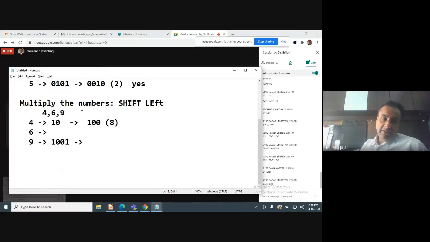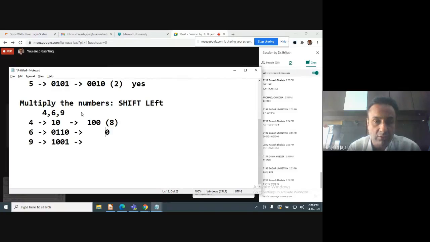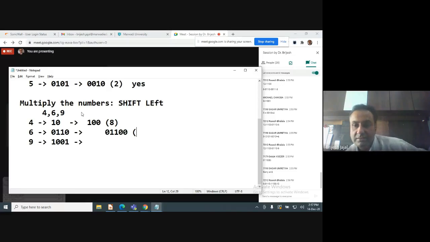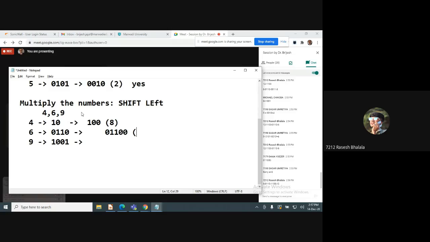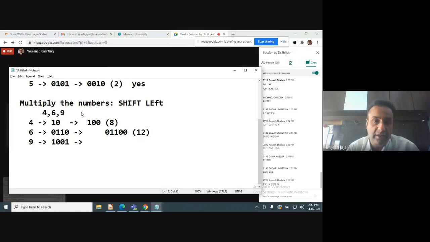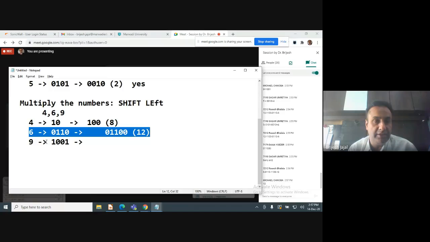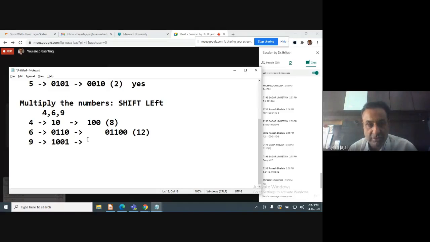Let's move to the last two values. What about 6? When you double 6, you have tried this. The value of 6 is 0110. Now I shift left, and what I do is push a 0 into the original value. The original value is 0110 and I put one more 0. So what is this now? It is 12. It has already been written, 8 plus 4, so that is 12. You are getting 6 multiplied by 2, so it is 12. Multiplication is done, so it's correct.